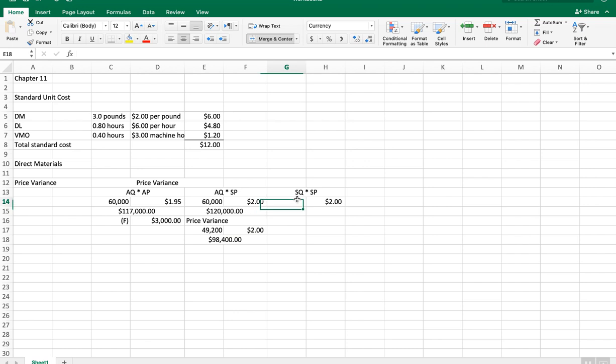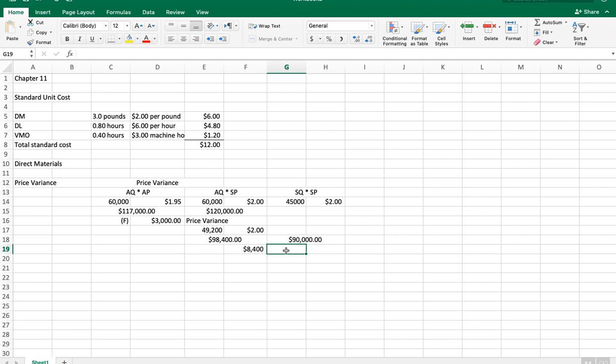And then we're going to compare that to the standard quantity. Now this is what you have to think about. We made 15,000, I believe, yeah, 15,000 pulls. Our standard pounds per pull was 3. So this number is 15,000 times 3. So how many pounds we thought we would use? 45,000. So the product here is the 45,000 times the 2, or 90,000. Then I'm just going to take the difference between these two numbers, which is 8,400.